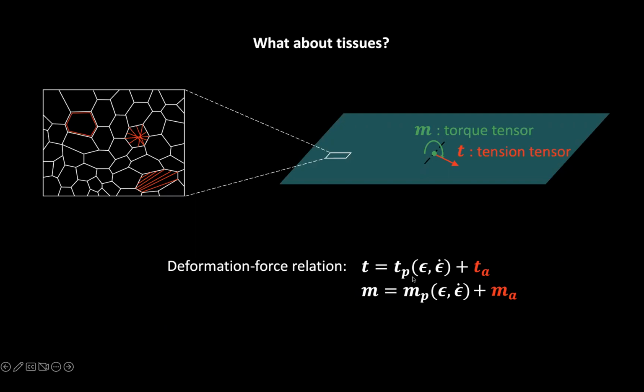Until now, we had passive parts in the tension tensor and the torque tensor, describing how the tissue responds to deformation. And we add some active terms to the tension and torque tensors that take those phenomena into account. Once again, you can write the equilibrium for force and torque, and it will give you the shape of your surface.